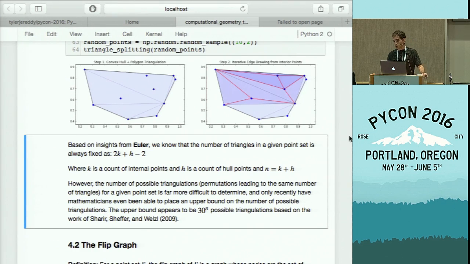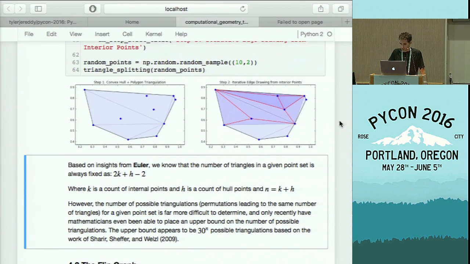But similar to the case with polygons, we do know for point sets that the number of triangles that we'll get in the result is fixed. And it's based on this equation: 2 times k, where k is the number of interior points, plus h, which is the number of points that fall on the convex hull, minus 2. So the sum of k plus h is n, which is the total number of points.